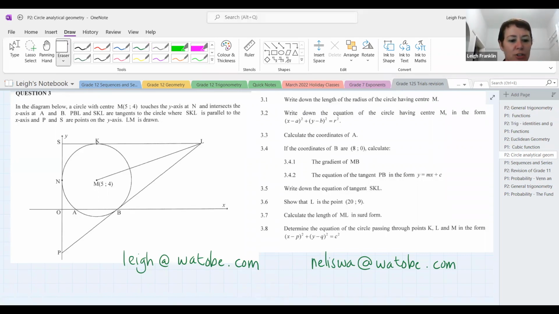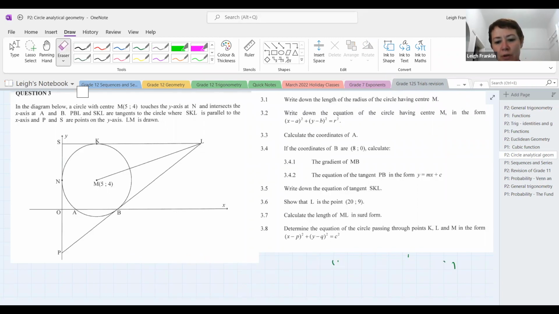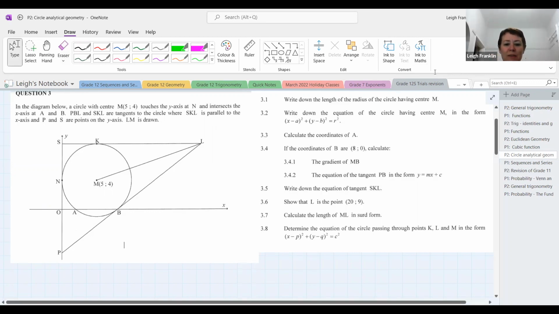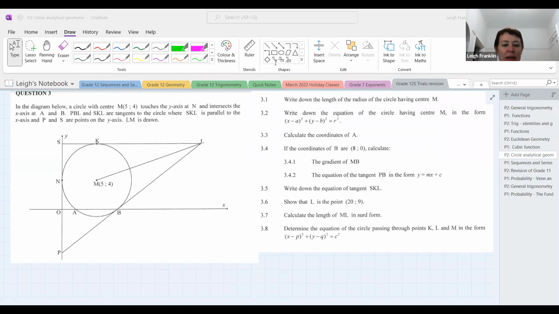What I had decided to do today is to do some circle analytical geometry with you. So I found this question that I wanted us to work through together. I hope it's big enough. I've squashed it all together so that we can see the diagram together with the questions. I hope that everybody can see that fine. If not, I can make it bigger, but then we just have to go up and down, which is a bit irritating.